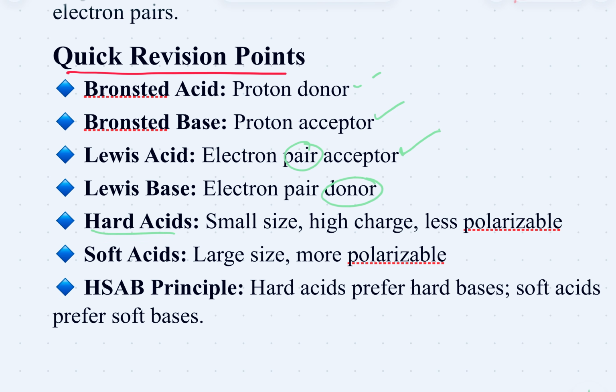Right. Hard acid means small size, high charge, less polarization. Don't forget this point. It is a compulsory question. And soft acid means large size, more polarization. HSAB principle means common sense. Hard acids prefer hard bases. Soft acids prefer soft bases. Okay, that is the simple concept of today's class.